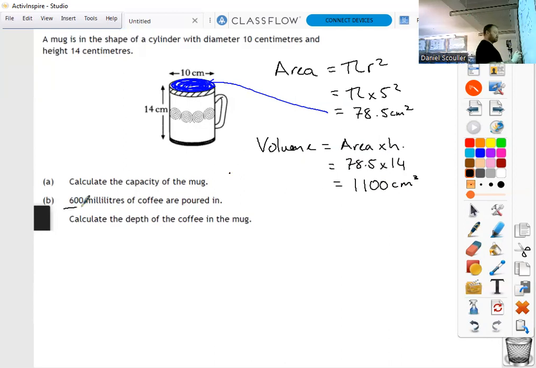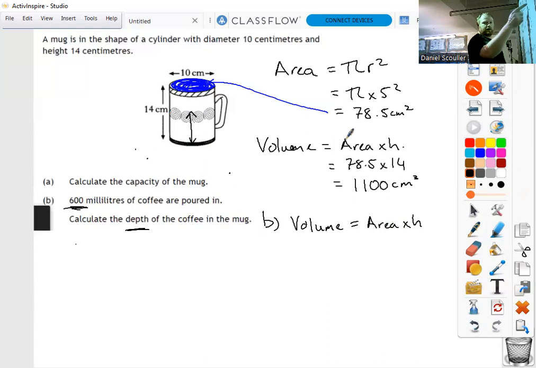So it's giving us a volume and it's asking us to work out the depth. So part B, we're still using the fact that volume is equal to the area of the face times the height. The height in this case will be the depth. So the depth of the coffee will obviously go from the bottom to wherever the top of the coffee is. The area is still going to be the same. The area of the bottom of that mug is still going to be the same as the top of that mug. It's a perfect cylinder. So the area is still going to be that 78.5 and it's given us a volume of 600.